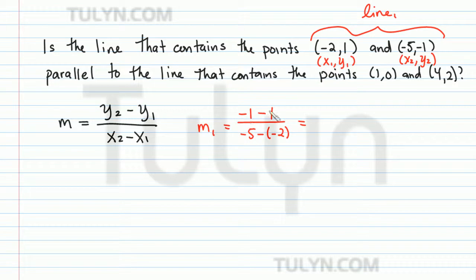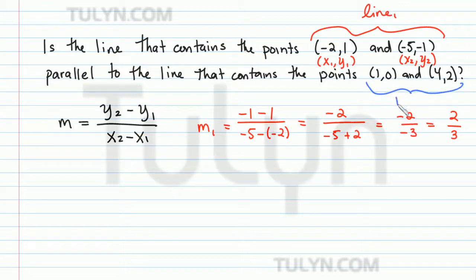So simplifying, -1 minus 1 is -2 on the numerator, and then on the denominator we have -5 minus -2, so -5 plus 2, and this becomes -2 over -3. And since there's a negative on the numerator and a negative on the denominator, they cancel out. So m1 is equal to 2/3. So now we want to find out whether the slope of the second line is also equal to 2/3.